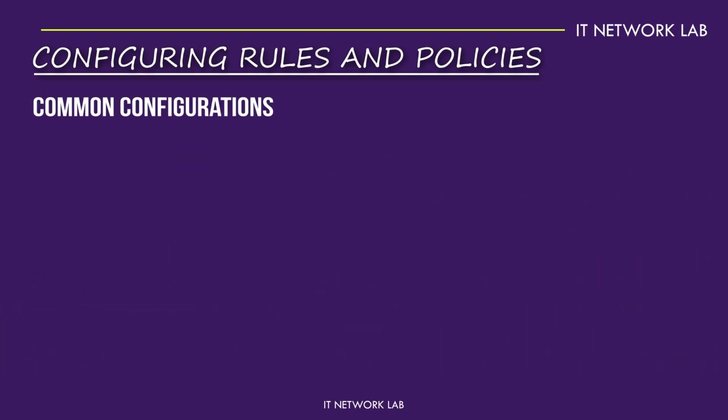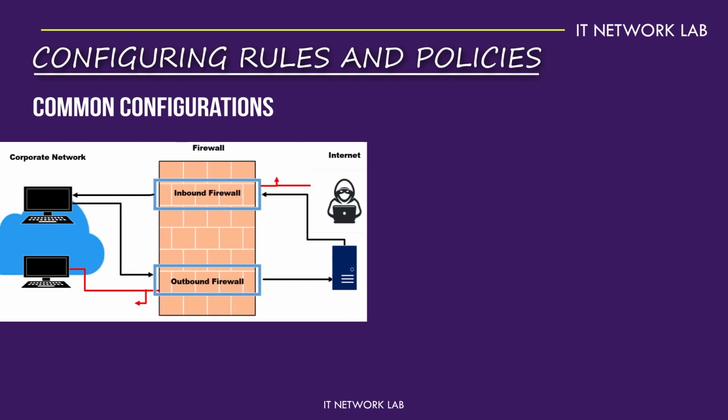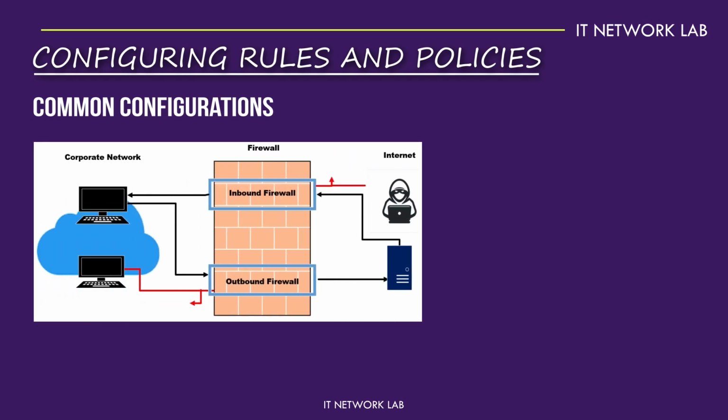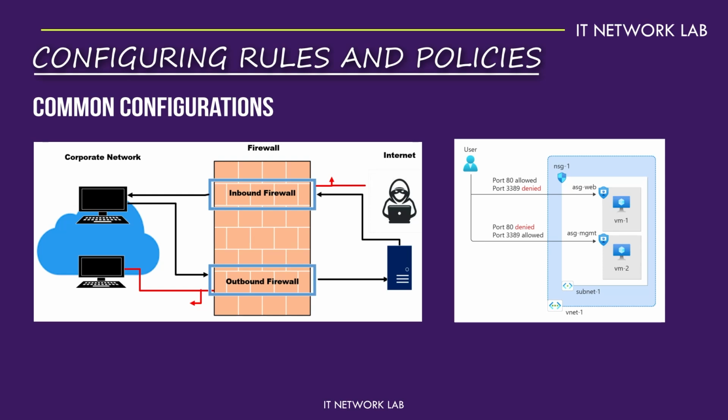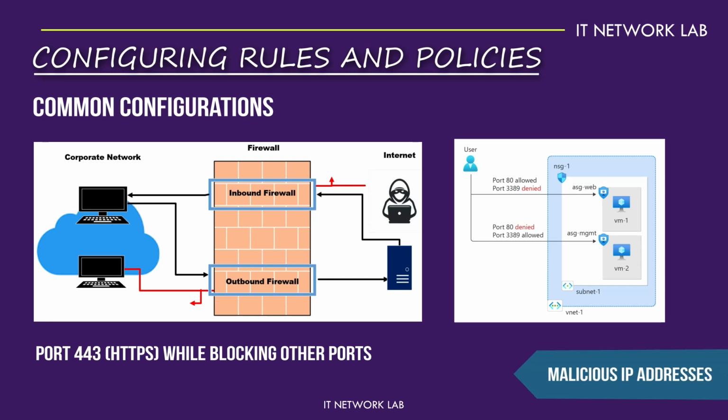Common configurations include allowing specific inbound and outbound traffic. For instance, you might allow inbound traffic on port 80 HTTP and port 443 HTTPS, while blocking other ports. Blocking malicious traffic is another essential configuration. You can create rules to block traffic from known malicious IP addresses and domains, protecting your network from threats.